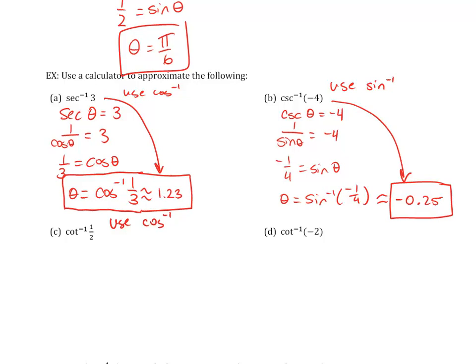So how do we do that? Well, if we know the cotangent of the angle, we have to figure out what is the cosine of that same angle. So this says cotangent of theta is equal to 1/2.